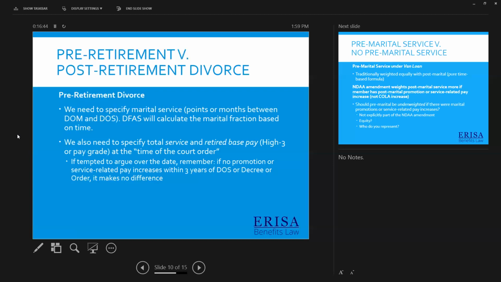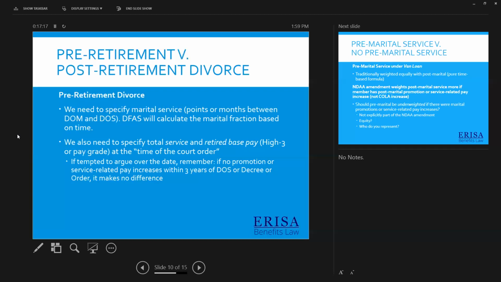And so this presents some challenges in some cases. For example, if we've determined the time of the court order is the date of the decree, and we're not at a decree yet, we're trying to enter the decree and the order at the same time, we don't necessarily know exactly how much service there's going to be at the time of the decree. So we might need to wait and get the records or extrapolate out, and everybody agrees.